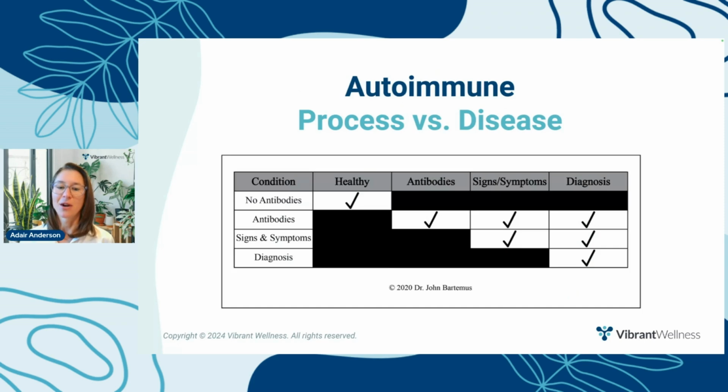According to Dr. John Bartimus, diagnosis often occurs only after we see the signs and symptoms. However, we know that antibodies appear before the patient starts to experience those symptoms. Therefore, if you know an autoimmune condition is developing in your patient, you can slow or prevent disease progress by identifying antibody levels early on.